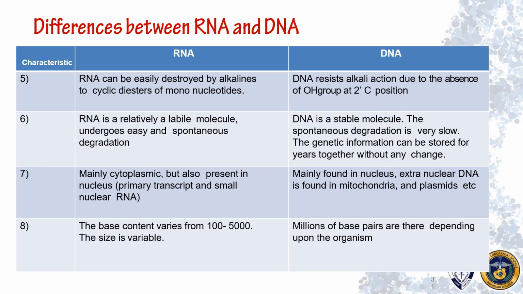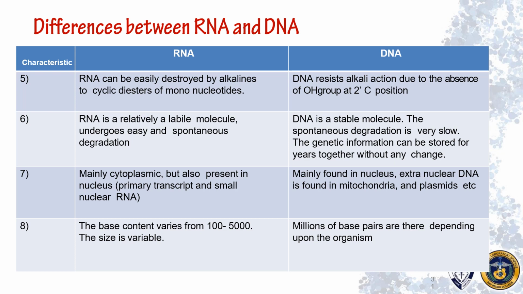To continue, RNA can be easily destroyed by alkalines to cyclic diesters of mononucleotides, whereas your DNA resists alkali action due to the absence of the hydroxyl group at the second carbon position of the ribose sugar. The RNA is relatively a labile molecule that undergoes easy and spontaneous degradation, whereas the DNA is a stable molecule. The spontaneous degradation is very slow, and then the genetic information can be stored for years together without any change.